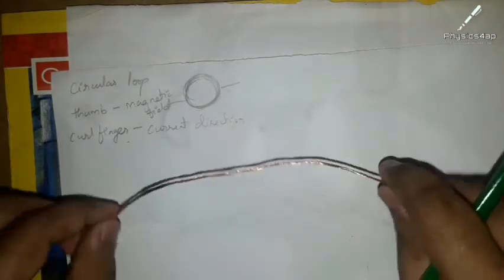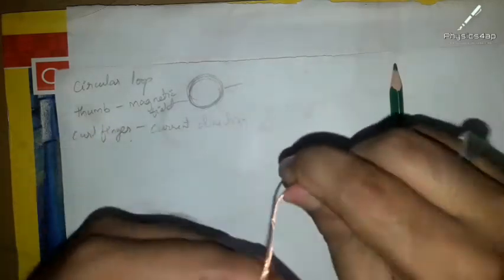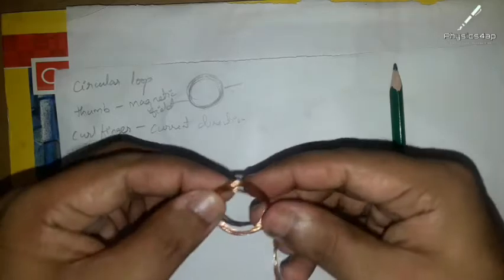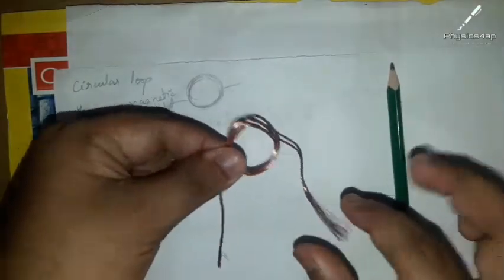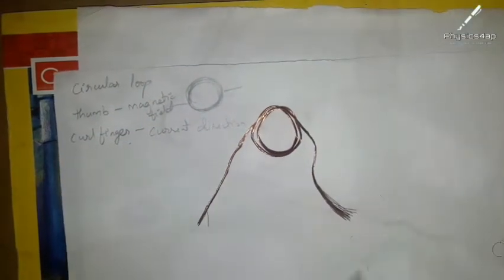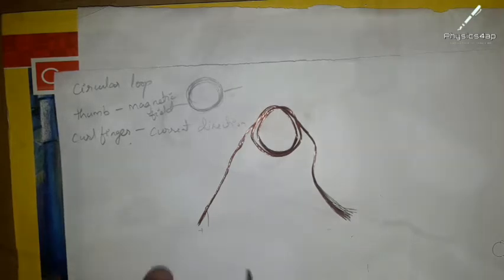Now I have a small demonstration over here. So this is a wire. Now this wire has been rounded up like this in a circular form. Okay, now it is a circular loop. Now the two ends are being connected to the terminals of a battery or a source, positive, negative. So one is the positive and another one is the negative.